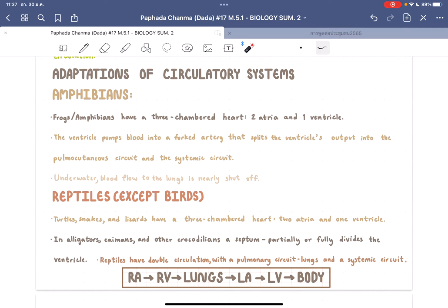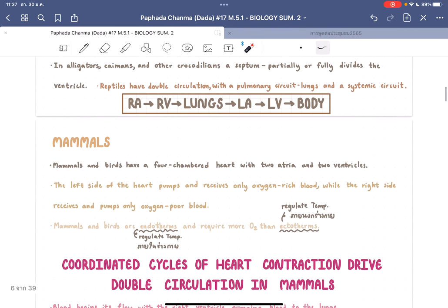Reptiles, except birds: turtles, snakes, and lizards have a three-chamber heart, two atria and one ventricle. In alligators, caimans, and other crocodilians, a septum partially or fully divides the ventricle. Reptiles have double circulation with a pulmonary circuit, lungs, and a systemic circuit. So blood will move from the right atrium to the right ventricle to the lungs to the left atrium to the left ventricle into the body.